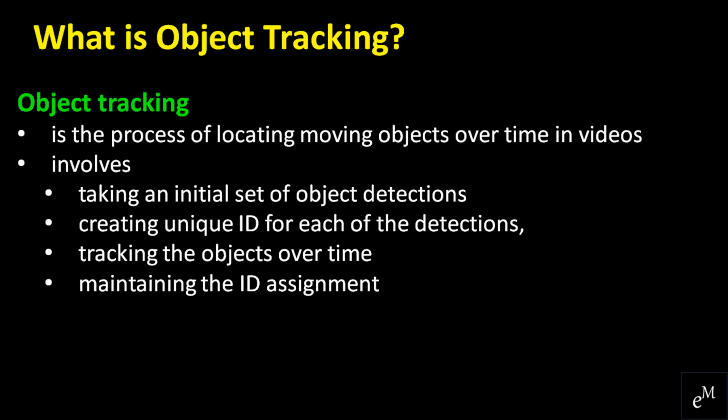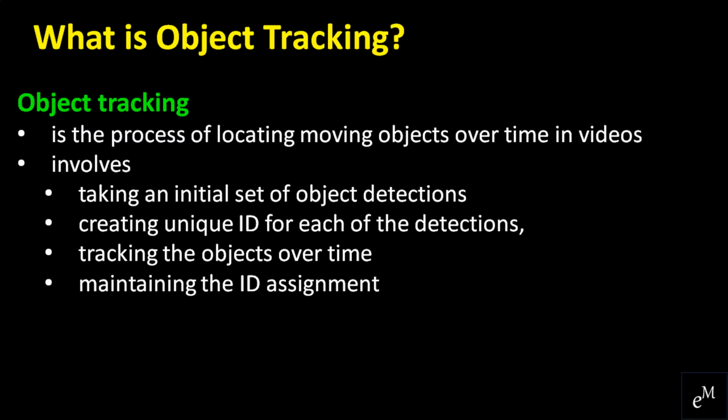The multiple object tracking problem is challenging since objects can be occluded or temporarily leave the field of view. The appearance of an object can change within the scene because of scale, rotation, and illumination variance. In general, object tracking is the task of taking an initial set of object detections, creating a unique ID for each of the initial detections, and then tracking each of the objects as they move around frames in the video, and maintaining the ID assignment.